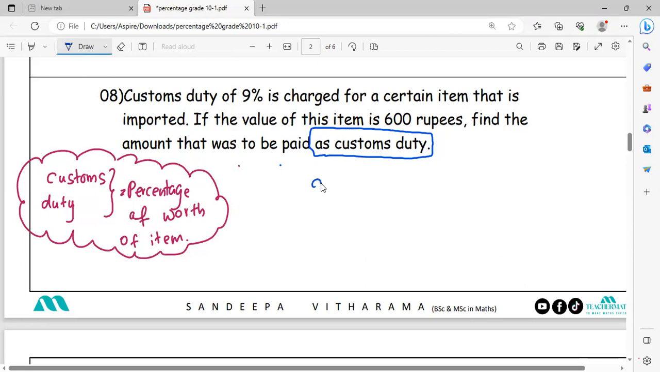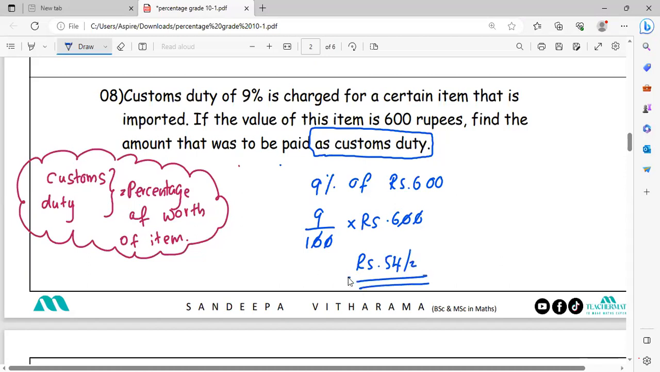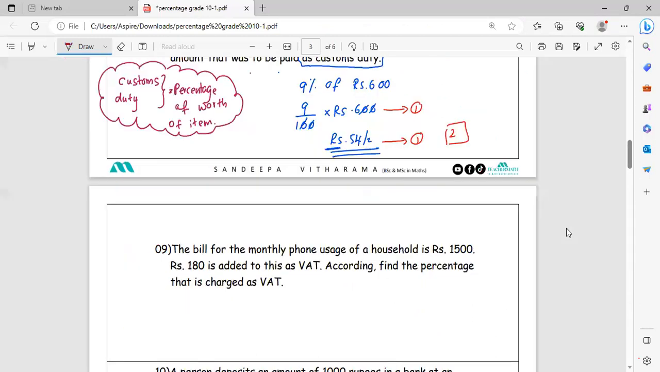Okay, then the percentage is 9% and the worth of the item is 600 rupees. 9% means 9 out of 100, multiplied by 600. Then the zeros cancel. 9 times 6 is 54 rupees. When you write the answer, you should include the units. Then this is the calculation, and this is the answer. Altogether 2 marks are given. Okay, try to do the 9th question.